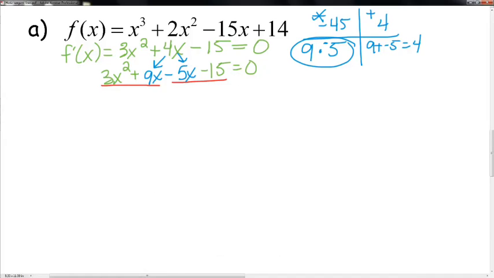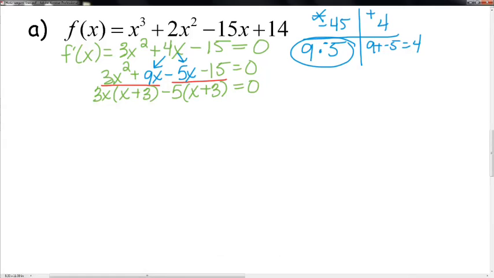Out of my first group, my greatest common factor is 3x. If I factor out 3x, I'm left with an x. If I factor out a 3x from 9x, I'm left with a positive 3. My second group, my greatest common factor is negative 5. So if I factor out negative 5 from negative 5x, I'm left with just positive x. If I factor out negative 5 from negative 15, I'm left with positive 3, and that's equal to 0.